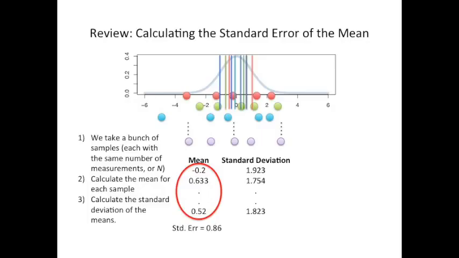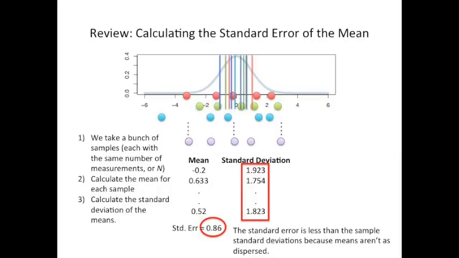Once we've calculated the means for each sample, we can calculate the standard deviation of the means. In this case, the standard error equals 0.86. Here, we notice that the standard error is much less than the standard deviations because the means aren't as widely dispersed as the raw data.